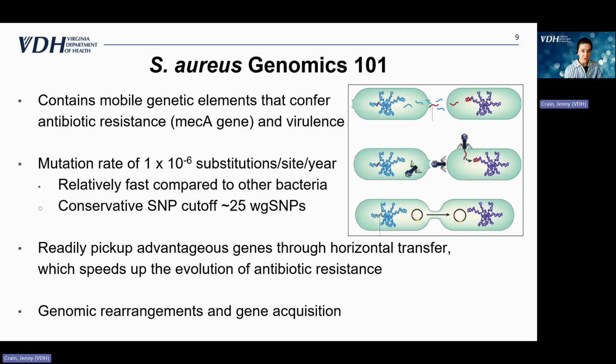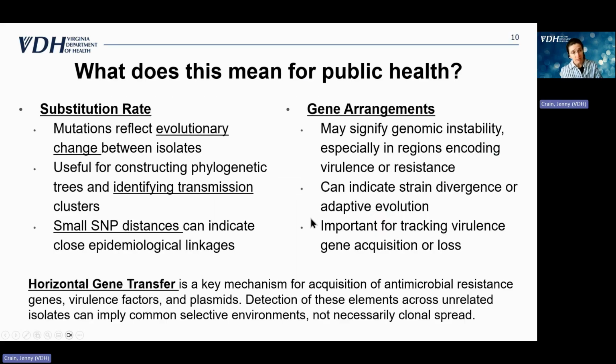You need to take them with a grain of salt, but confer with the references that I've provided for you as well. And this again is just some background information to give us a leveling of the playing field here. So again, MRSA readily picks up these advantageous genes through horizontal transfer, and this speeds up the evolution of the pathogen's antibiotic resistance and ability to persist in the environment and to transmit readily to other patients. These genomic rearrangements and gene acquisition continue to occur as the pathogen evolves.